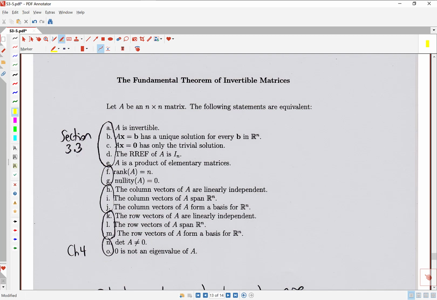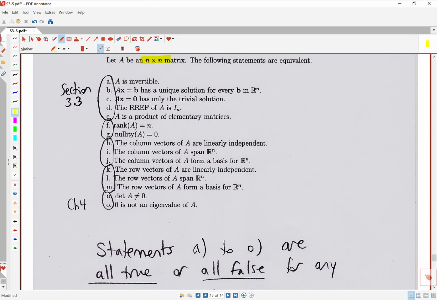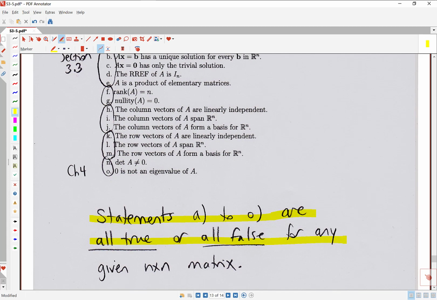So to cap off this section, we are going to look at the fundamental theorem of invertible matrices. The statement is, let A be an n by n matrix. The following statements are equivalent. So what that means, take any square matrix, and when we say the following statements are equivalent, what that means is that statements A through O are all true or all false for any given matrix. So choose a square matrix, all 15 of these statements are true or they're all false.